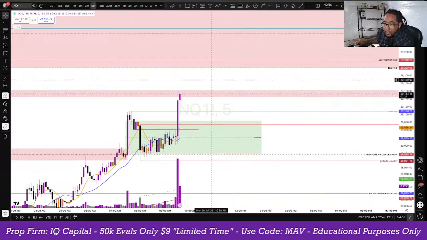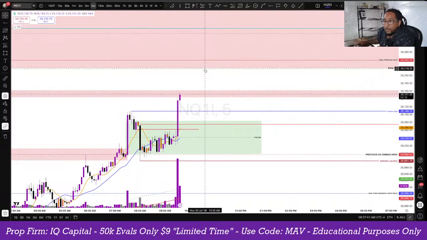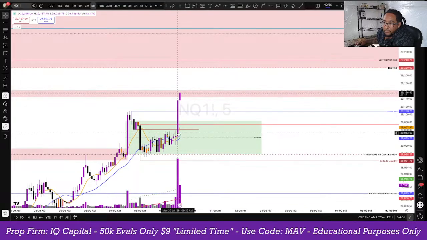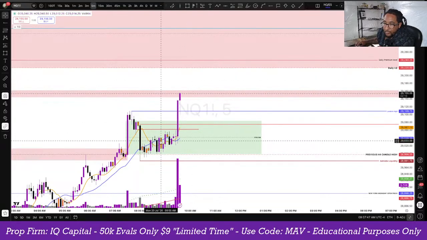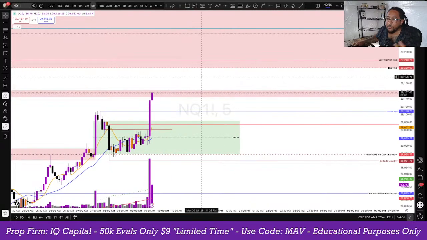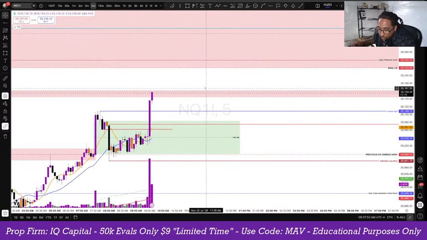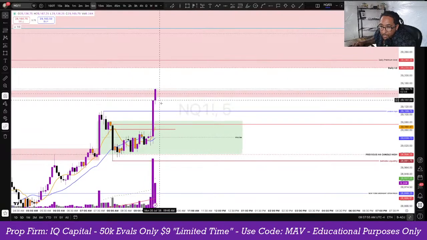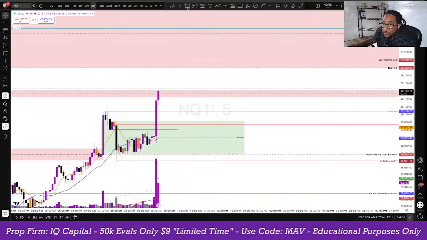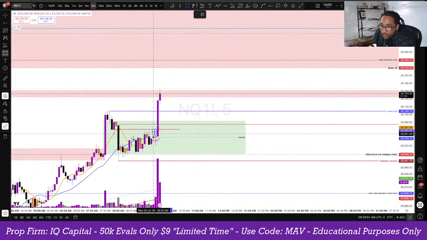Because at the open we could see continuation, we could see manipulation, and before the distribution we had some consolidation. We could see the manipulation and distribution, consolidation, and then continuation. So let's see if we're going to go continuation or if we're going to go to a manipulation to a distribution. So we did create a 5-minute fair value gap here.